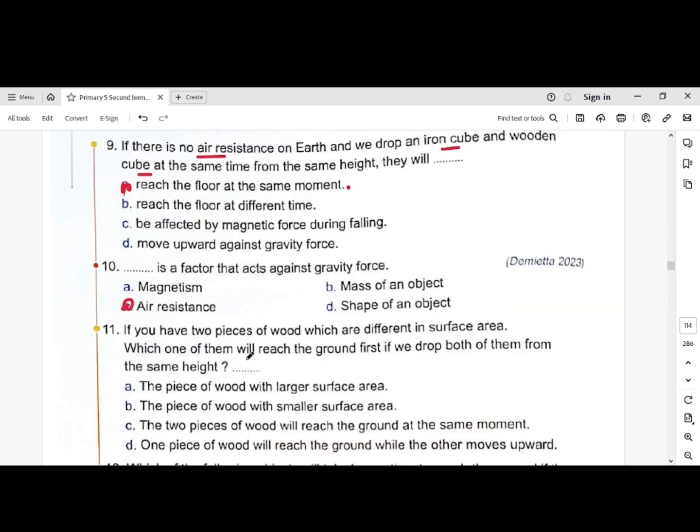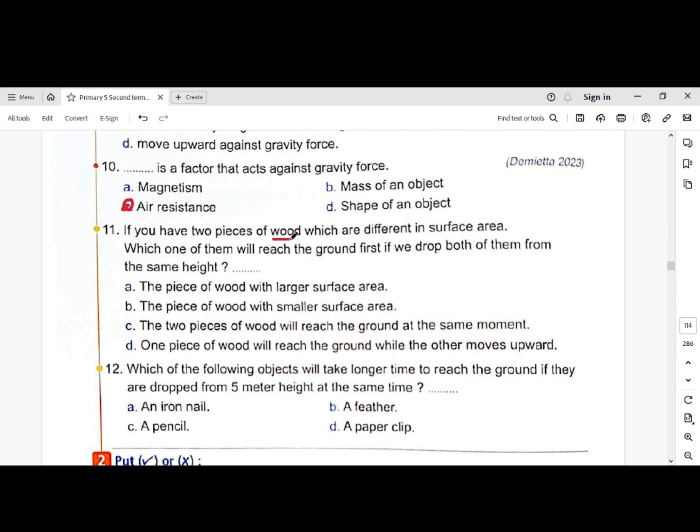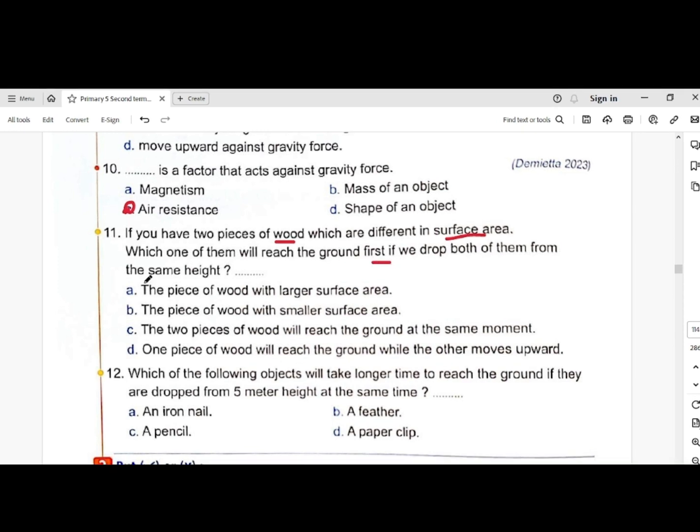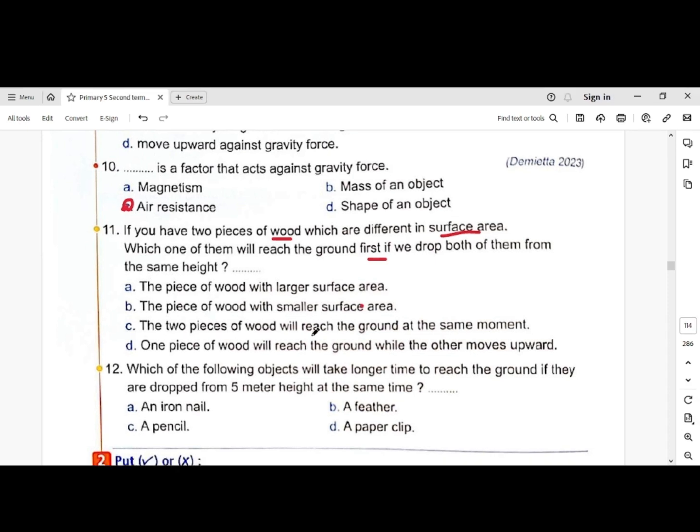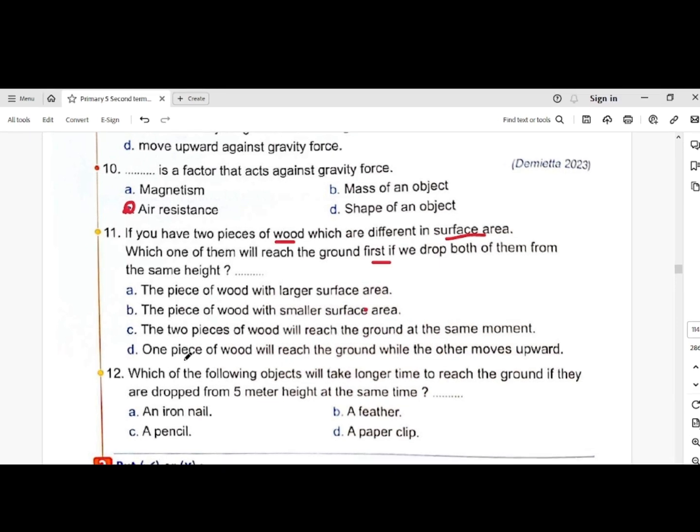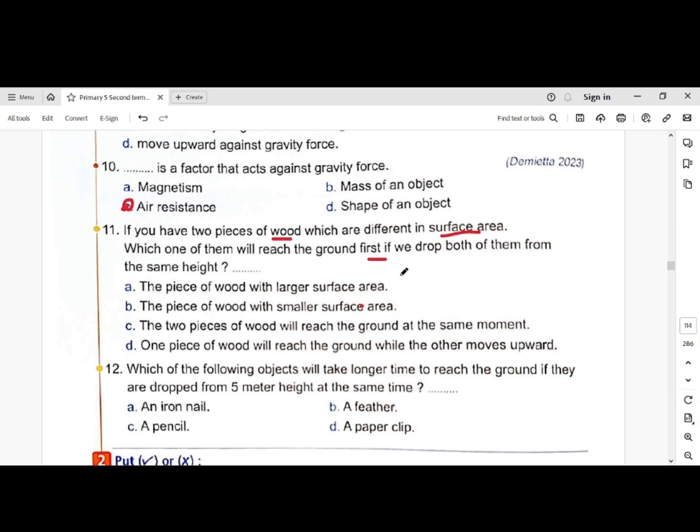إجابتنا air resistance. If you have two pieces of wood which are different in surface area, which one of them will reach the ground first if we drop both of them from the same height? The piece of wood with larger surface area ولا the piece of wood with a smaller surface area? The two pieces of wood will reach the ground at the same moment. One piece of wood will reach the ground while the other moves upward. اللي هيوصل الأول the piece of wood اللي ليها small surface area.